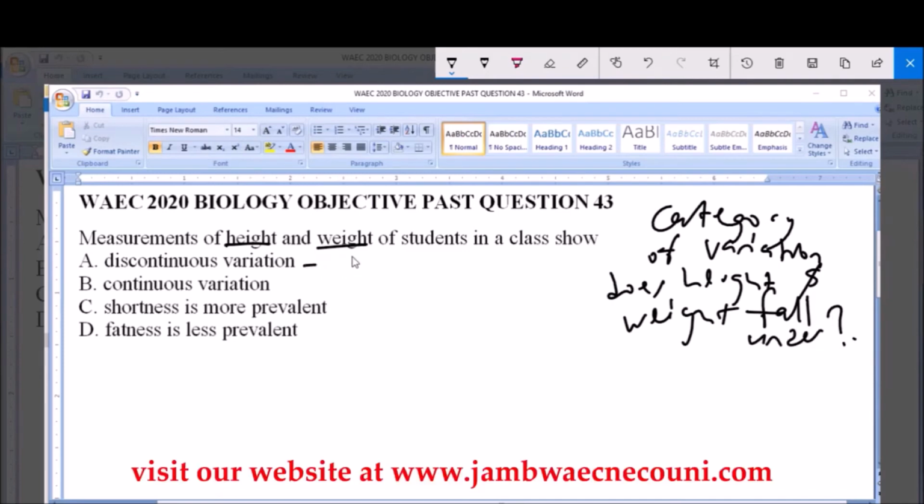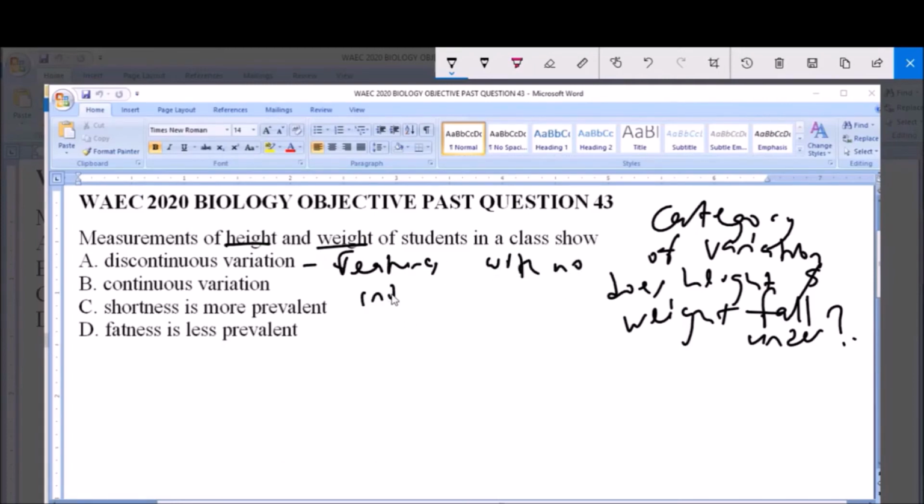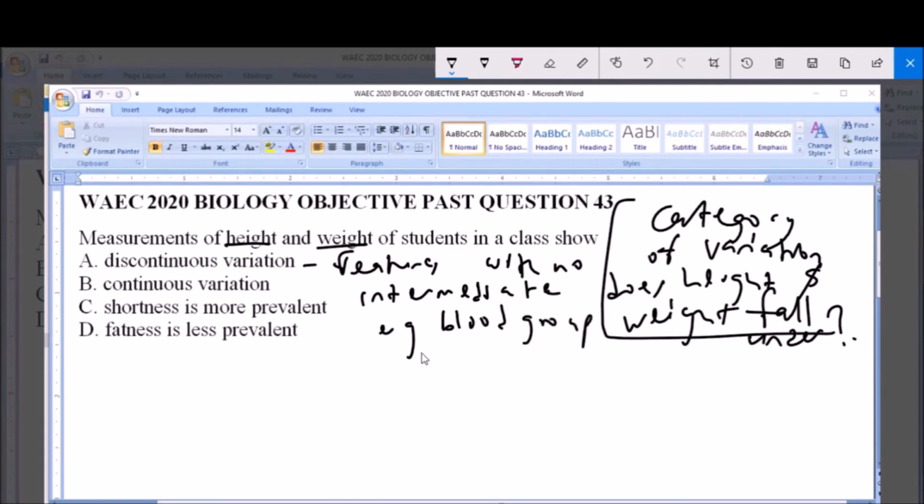Now let's look at discontinuous variation. In discontinuous variation, you have features with no intermediate, for example blood group. In blood group, you are either A or O or AB or B. There is no intermediate. You can't say you are slightly blood group A and slightly blood group O. So discontinuous variation has no intermediate, and you can't rank from one extreme to the other.